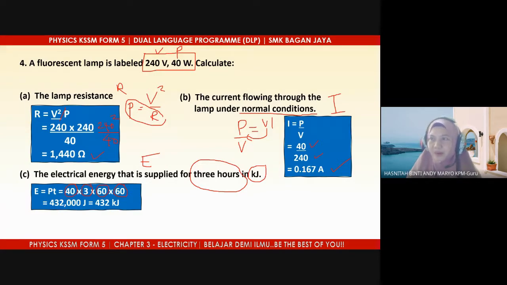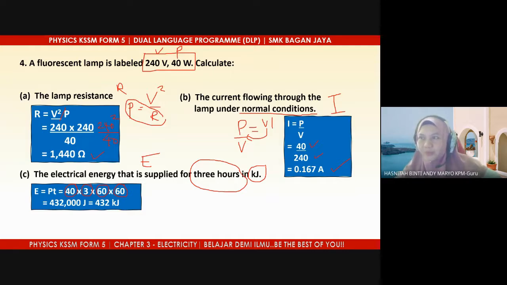432,000. Who got 432,000? I count again, 40 times 3 times 60 times 60. Yes, it is 432,000. Okay, so you check back. Junwei, where did you get it wrong? Eliana, very good. Yeah, Junwei, silap di mana?